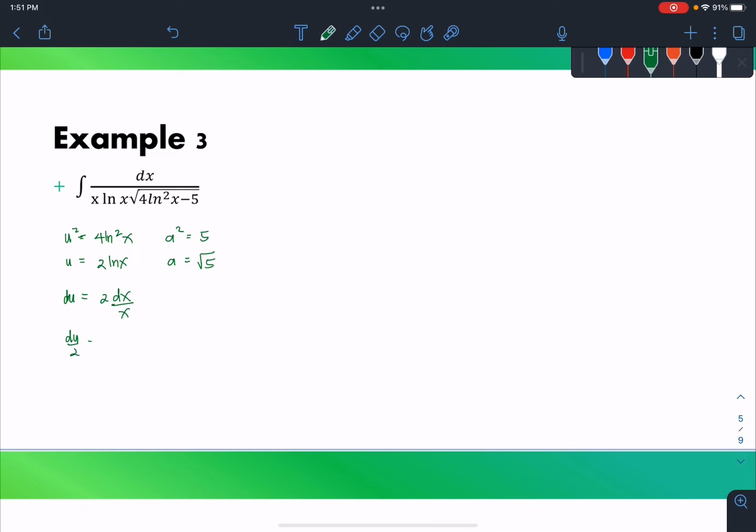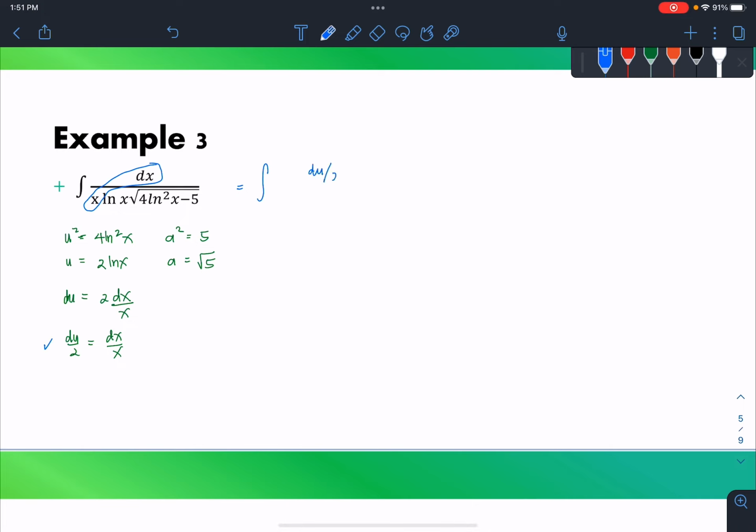So let's take a look at this one. What is dx over x? This is the dx over x, and the dx over x is du over 2. That makes it the integral of du all over 2.